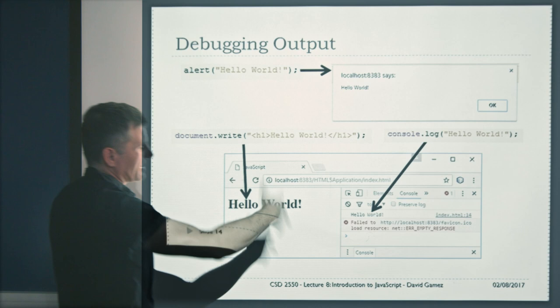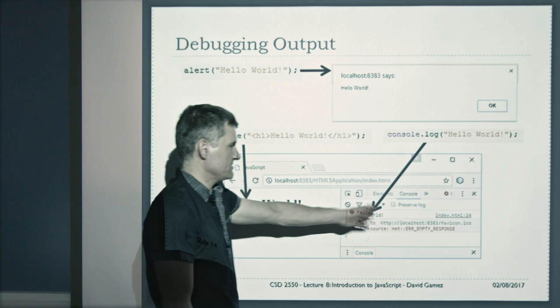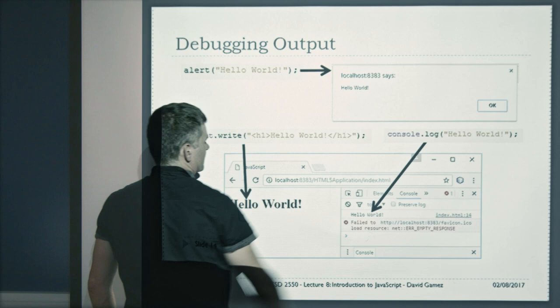Here is the Chrome debugging window. Here's the console. And when we do console.log, it outputs hello world here. I'm getting some weird favicon business, ignore this. I've never understood what that is. But you can see all the debugging output coming straight through there.